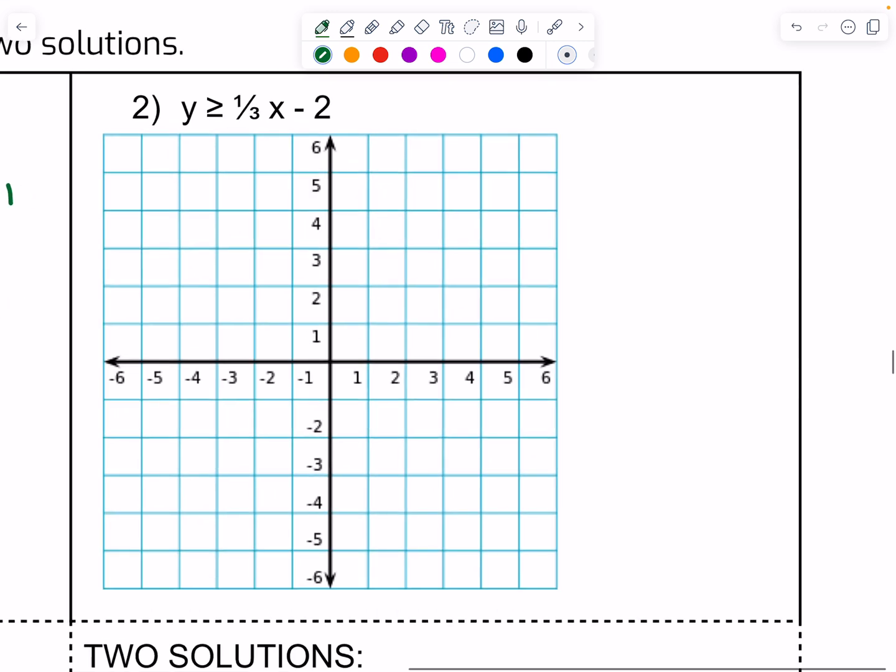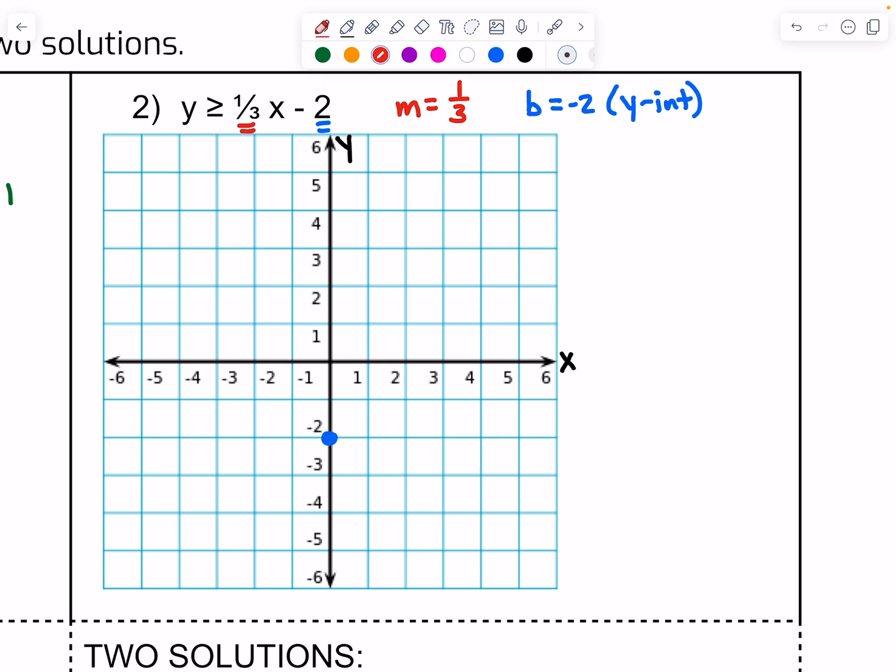So number 2 is in slope-intercept form already. y is greater than or equal to 1/3 x minus 2. So I see I have a slope of 1/3 and I have a y-intercept of -2. Okay, so let's label the graph. That's my x-axis, that's my y-axis. I've got a y-intercept at -2, so let's put a nice point right there.